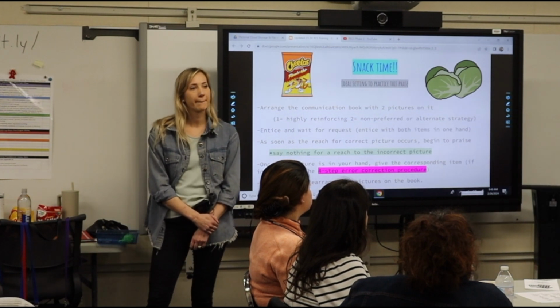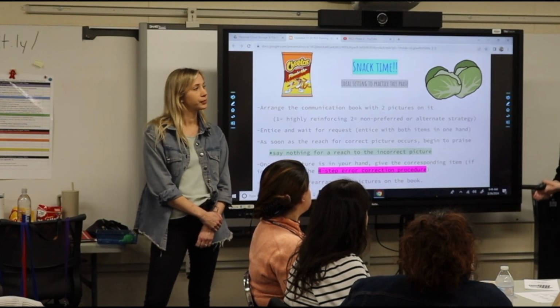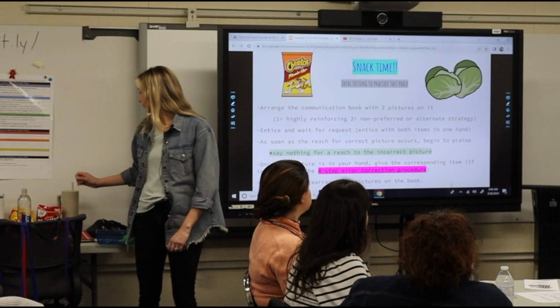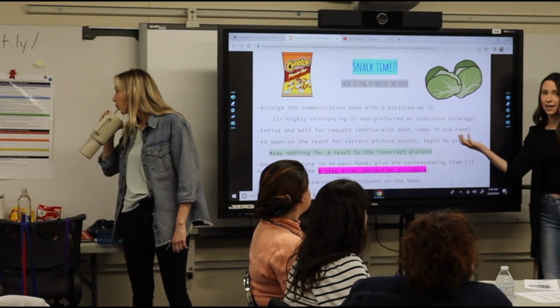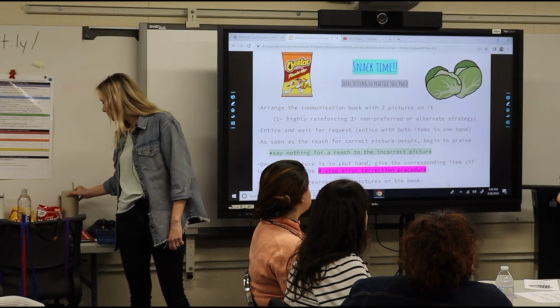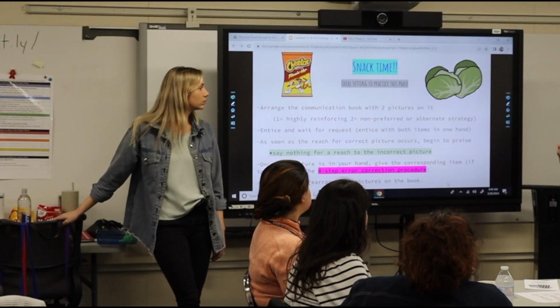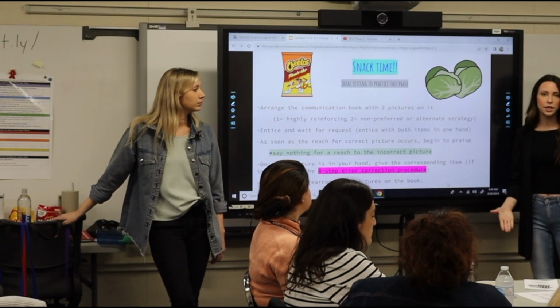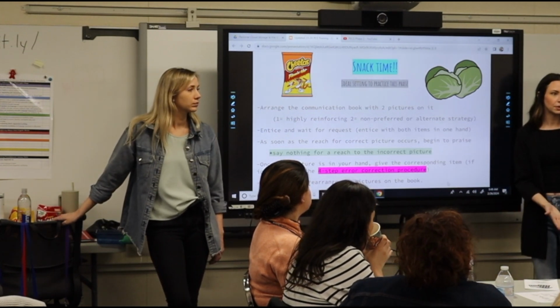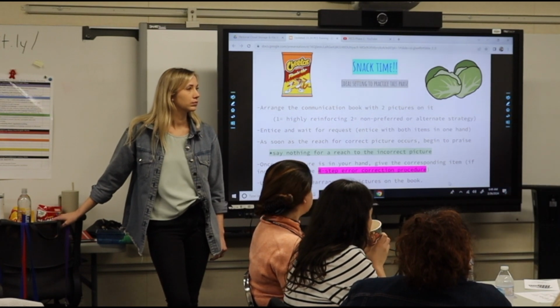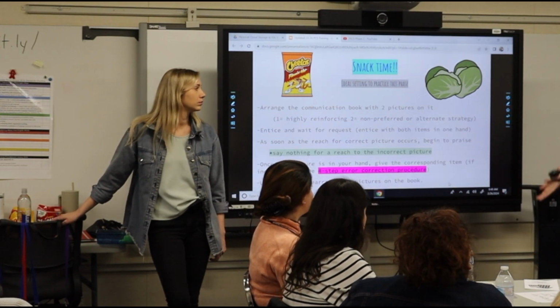So then we show them the 2 pictures, we start again, they hand you the Cheetos, yep, that's right, they get the Cheetos. They hand you the Brussels sprout again, you just keep doing that 4-step error correction. You're gonna just keep error correcting them to teach them, this is the icon you wanna give me. You see the different ones, practice, model, do it again.